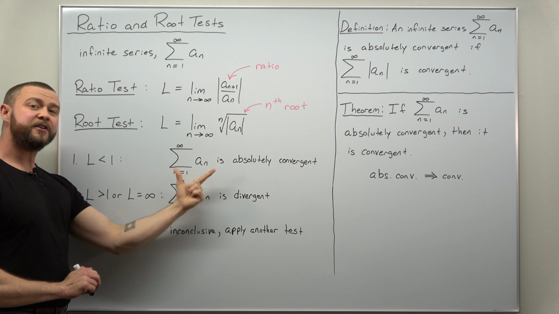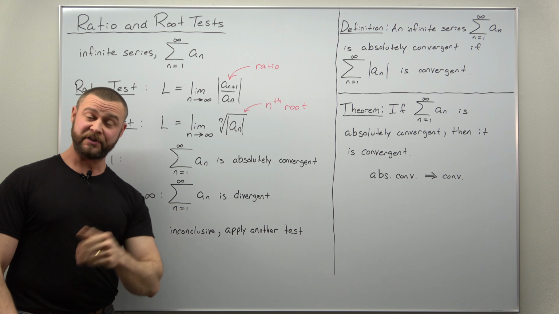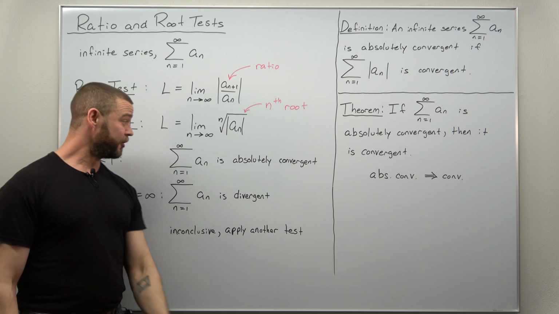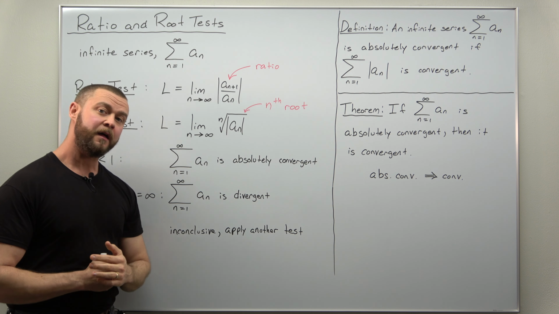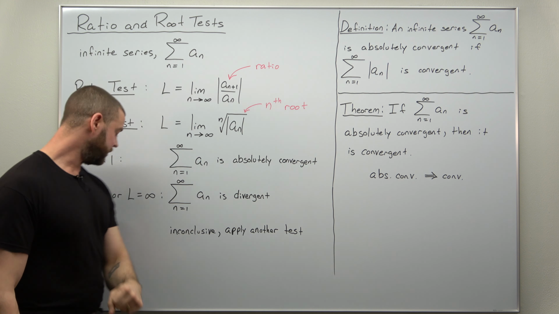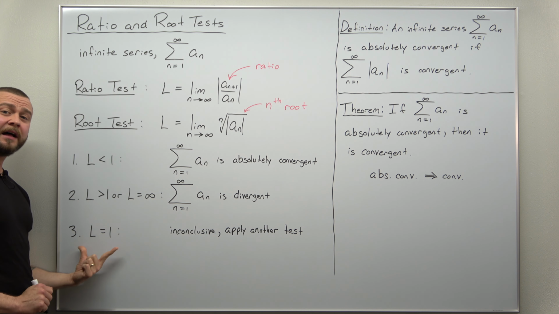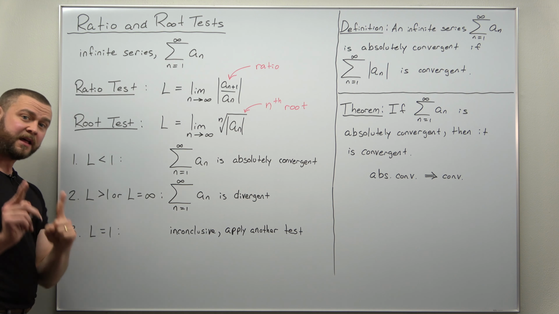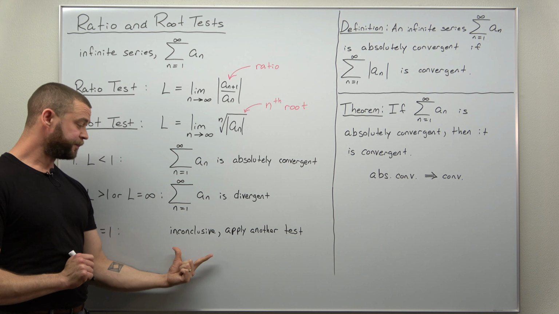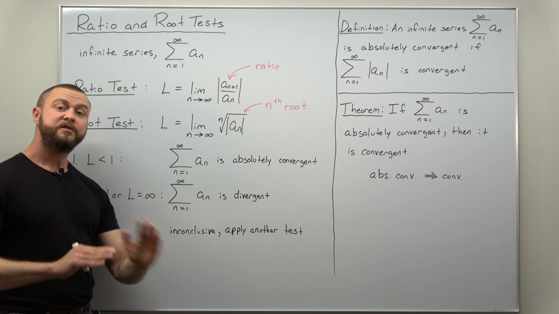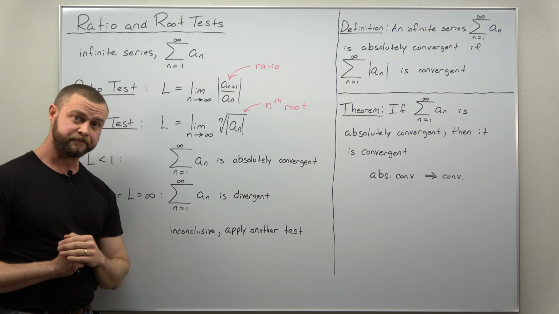The second conclusion, which is nice: if your limit is greater than 1 or infinity, your infinite series is divergent. So this test, or tests, not only tell you if it converges, but also if it diverges. There is a third possibility if the limit comes out to be precisely 1. If that happens, the ratio and/or root tests would be inconclusive, so you would just apply another test.